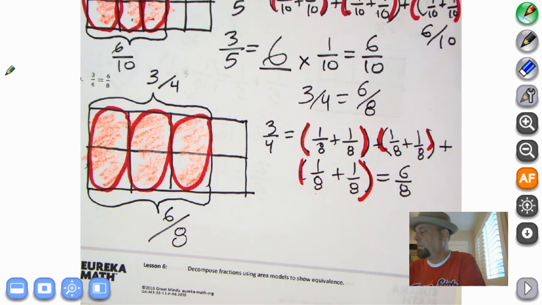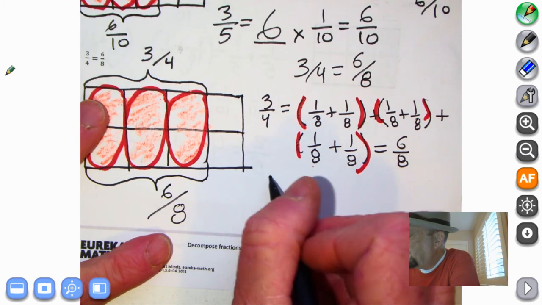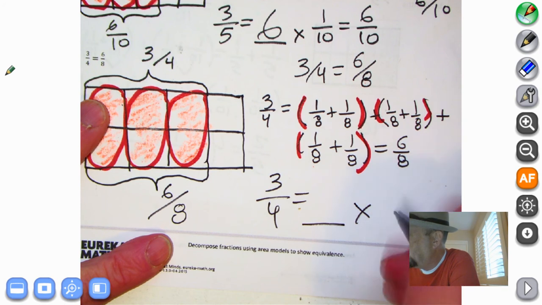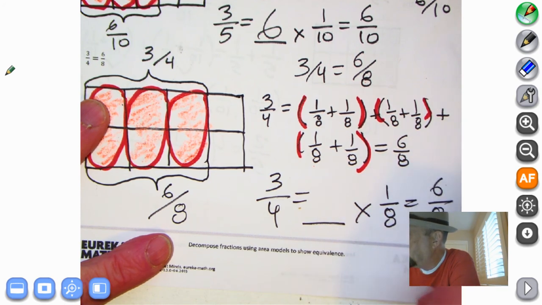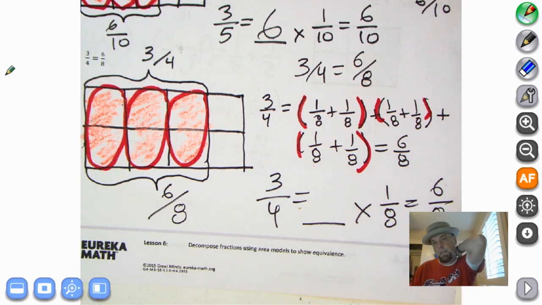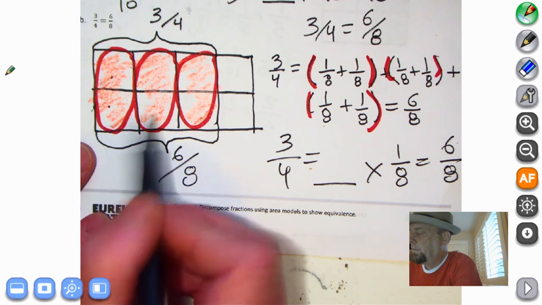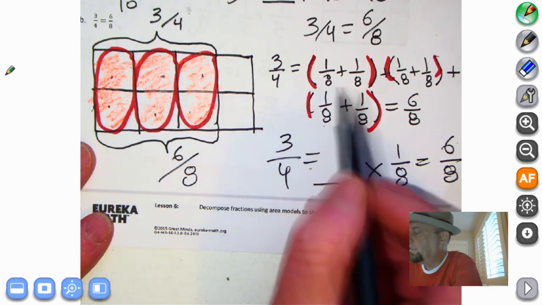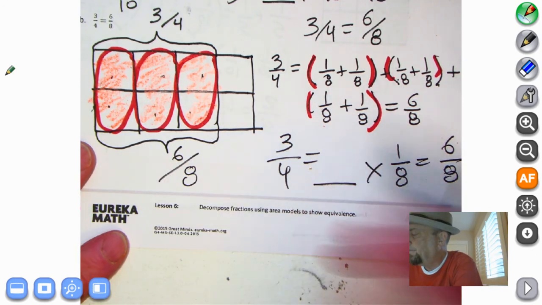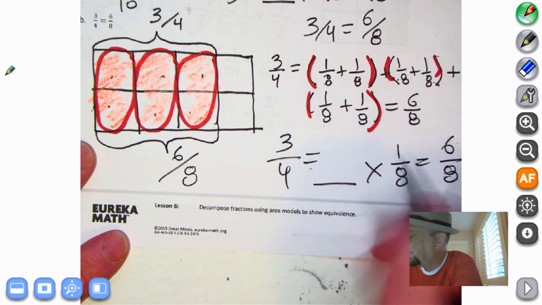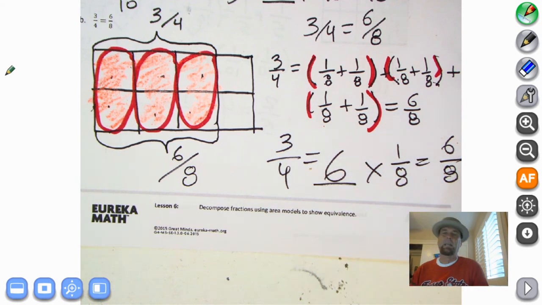Let's do a little multiplication now. 3/4 equals a number times 1/8 to equal 6/8. What number is going to go there? Think about it long and hard. We see you have 1/8, 2/8, 3/8, 4/8, 5/8, 6/8. Same thing here. 1, 2, 3, 4, 5, 6, 7, 8. It looks like it's going to be 6 times 1/8 will equal 6/8.